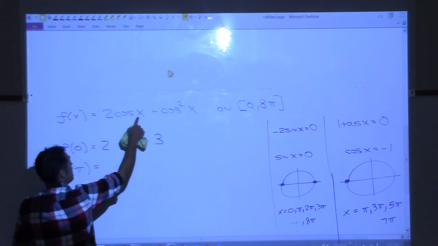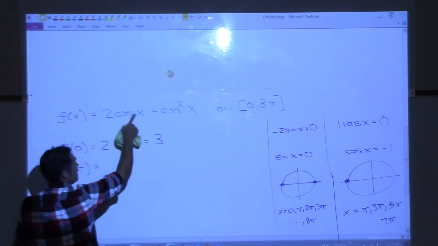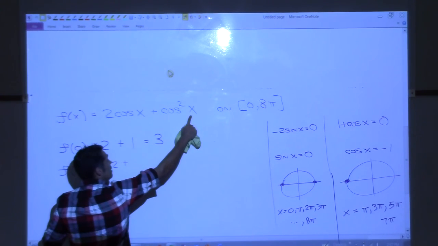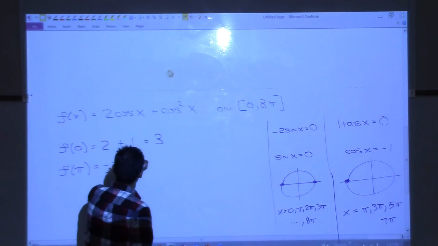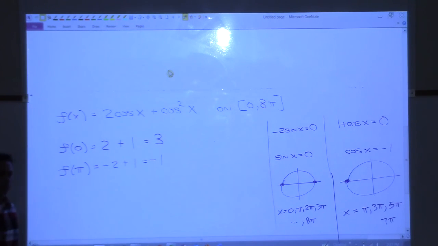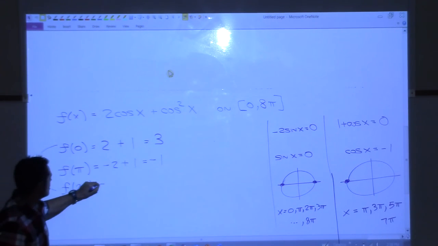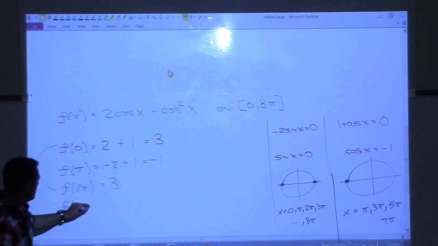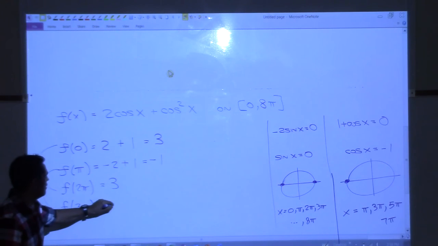Now at pi, what's happening? So now, what's cosine of pi? Negative 1, so this is going to be negative 2 plus negative 1 squared, which is positive 1. So this gives you negative 1. So what's going to happen at 2 pi? Same thing that happened at 0, right? Because 0 and 2 pi are the same angles, basically. The same terminal point. So this is also going to be 3. What about at 3 pi? It's the same thing as what's happening here, so that's going to be negative 1.